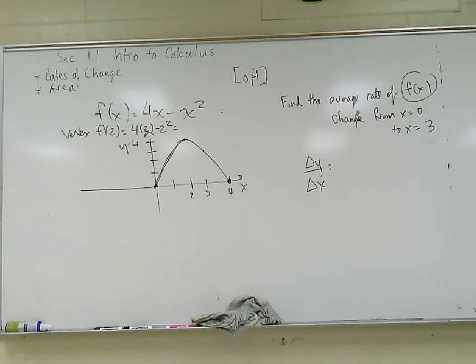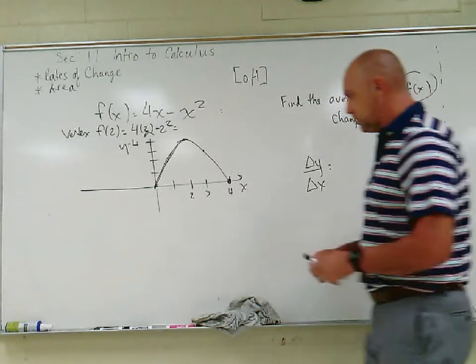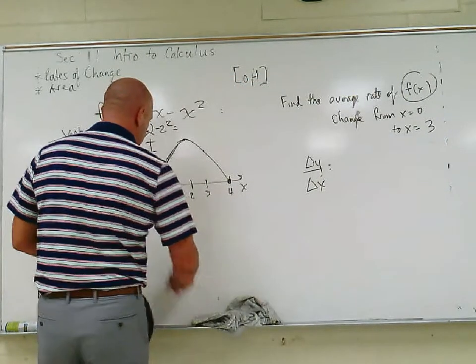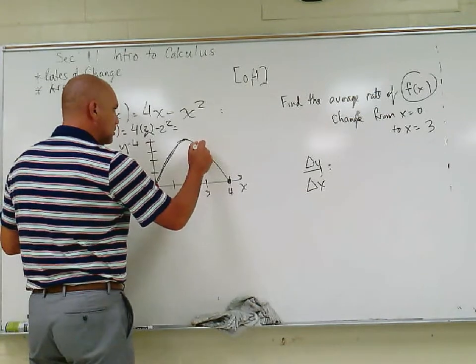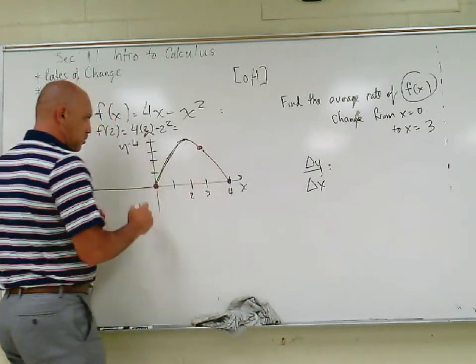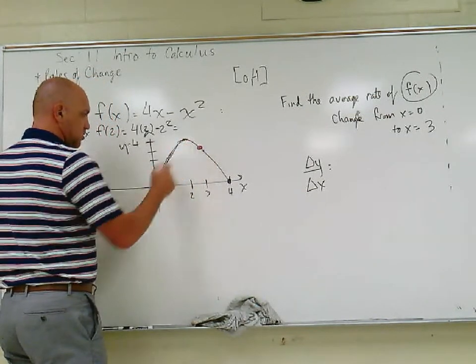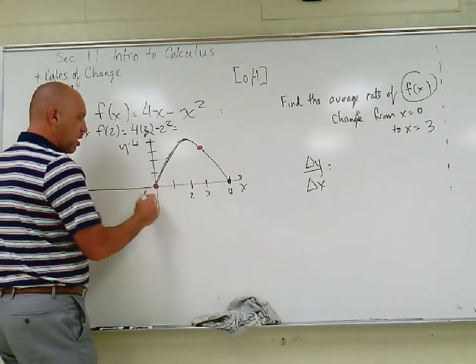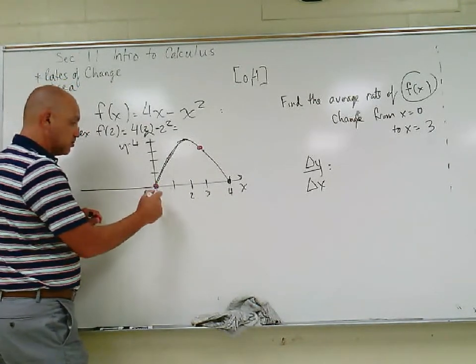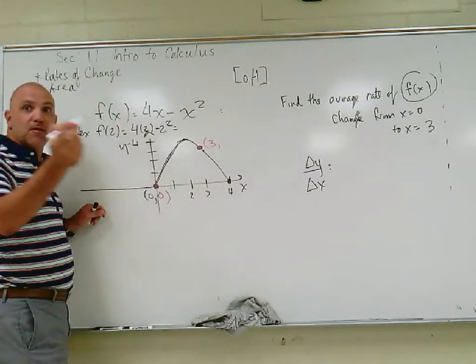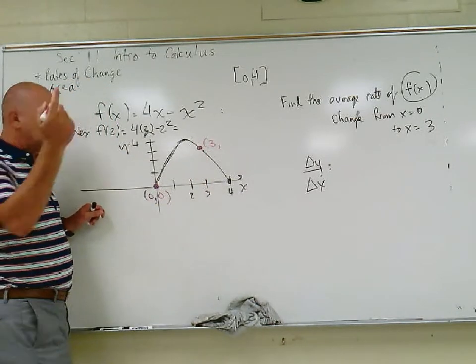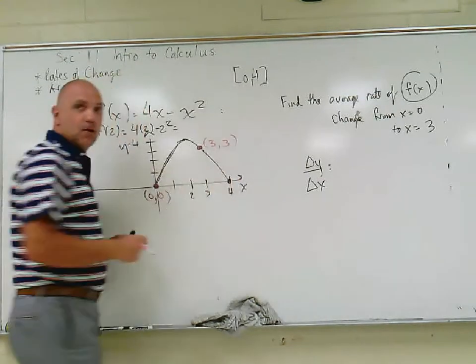Okay. So symbolically, from x is 0 to x is 3, we're trying to find the average rate of change. If you plot both of those points, you're going to see this is the first point. Well, what's the y right here? 0. So that's the point (0, 0). Here, this is the point 3, what? We found it earlier. (3, 3). That's the one that you did earlier, right?